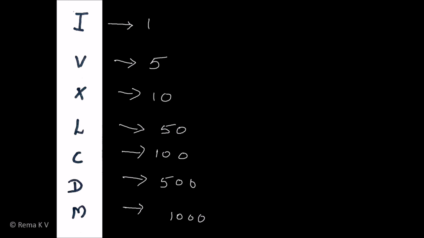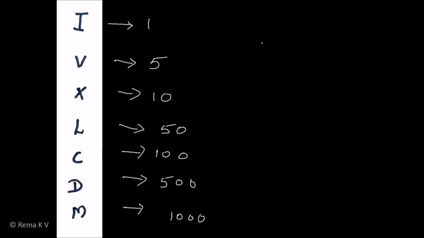So once again the 7 symbols: I represents 1, V represents 5, X represents 10, L represents 50, C represents 100, D represents 500 and M represents 1000. So let us see how we can form the numbers using these.